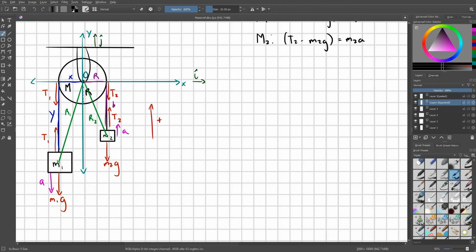So let's go ahead and write out the torques on our big mass M. That would be Tm equals R in the i-hat direction cross negative T2 in the j-hat direction, plus negative R in the i-hat direction cross negative T1 in the j-hat direction.